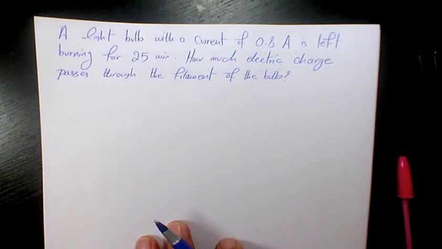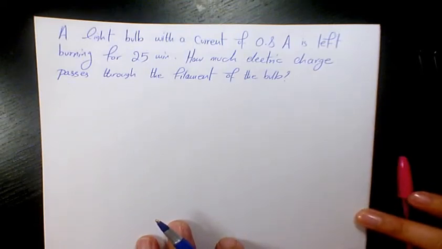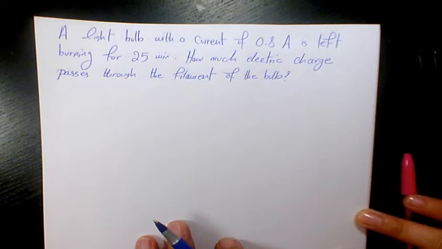A light bulb with a current of 0.8 ampere is left burning for 25 minutes. How much electric charge passes through the filament of the bulb?